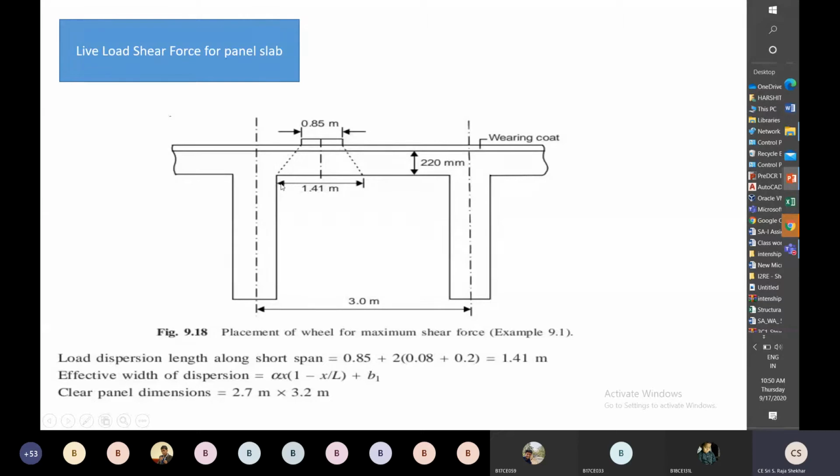So here we are getting the load width of dispersion. Along the shorter span we are getting 1.41 meters. Let us suppose this is the load length of dispersion, 1.41 meters. Now we need to calculate the load width of dispersion in this direction. For that we will use this formula: alpha x into 1 minus x by L plus b1.